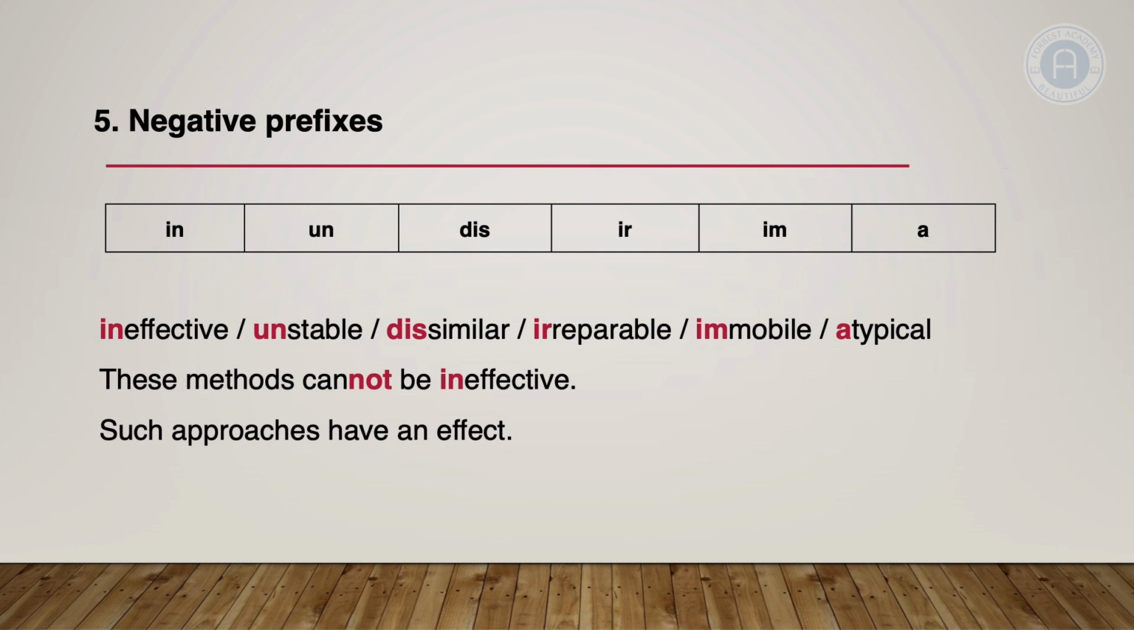Let's have a look at this example. These methods cannot be ineffective. This one is somewhat tricky because we have one negation word, not, and the prefix. So in such a situation, that prefix and its effect is going to be neutralized by that negation word. So the following statement, such approaches have an effect, is going to be a perfect paraphrase for that. And if these two show up in one question, all you have to do is to check true for that statement.